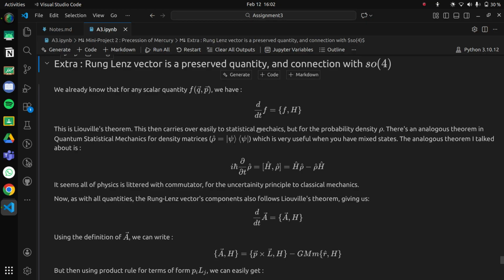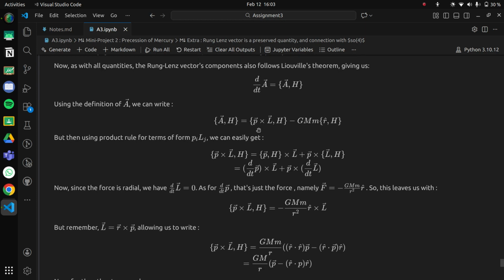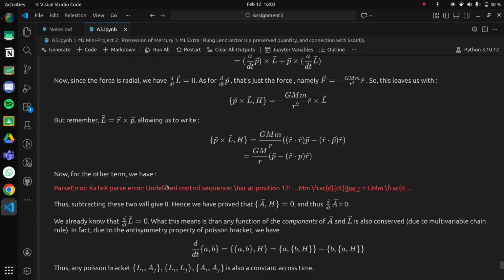But the point stands. This is somehow related to the SO(4) Lie algebra. Why is that?